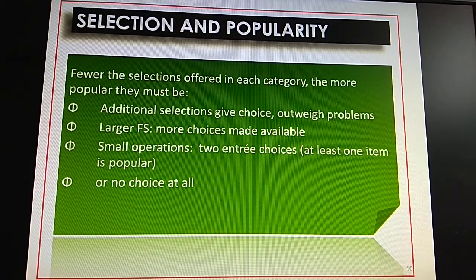Larger food service: in many larger food services, there are many more choices made available. But in terms of small operations, 2 entree choices, meaning 2 main courses, at least one item is popular and the other one is not, or no choice at all, which is not relevant, because we must always give at least one, so one is already considered a choice.